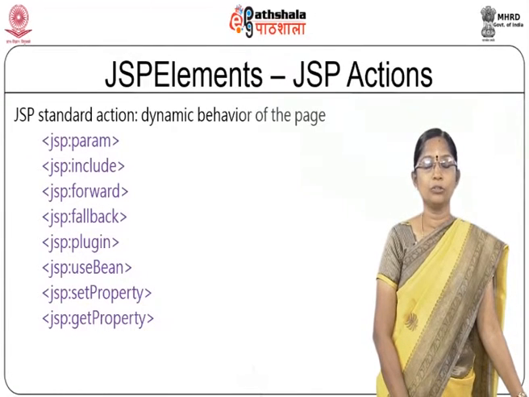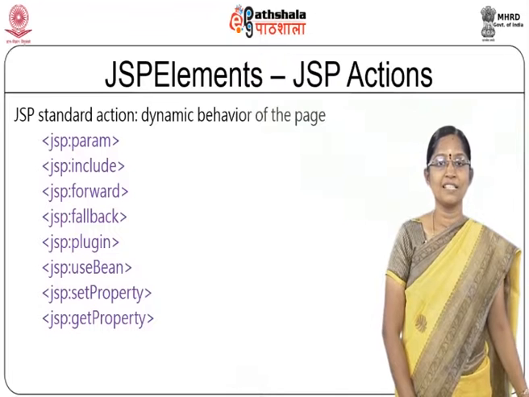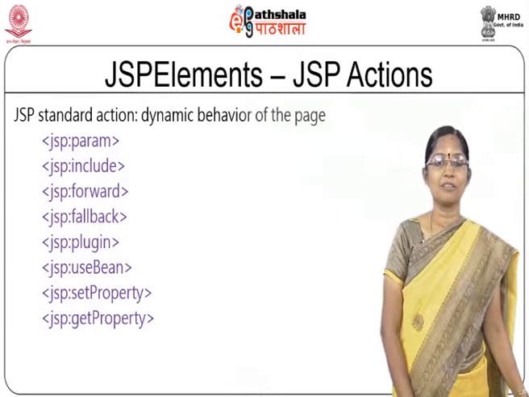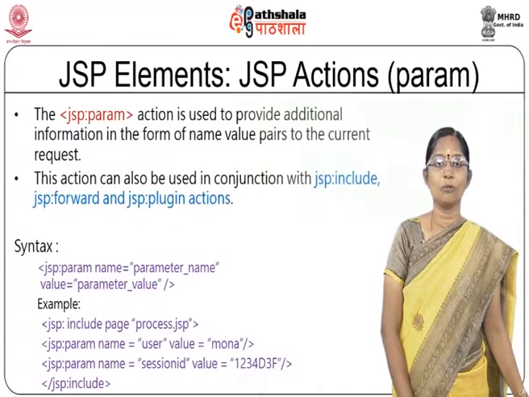These are the standard action tags which give you the dynamic behavior of the JSP page. These are called JSP elements, or we can even call them JSP action tags. The first one is the param tag, which is nothing but a parameter. Then the JSP include tag, forward tag, fallback tag, plugin, and use bean. Under use bean we may have two more tags called set property and get property.